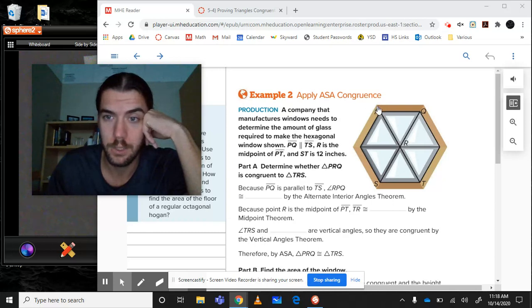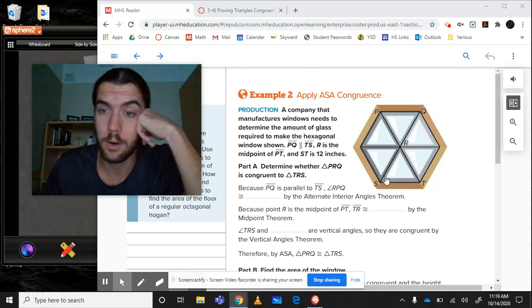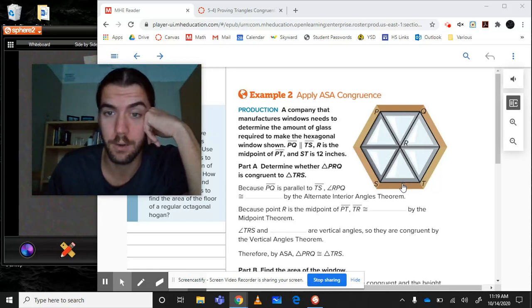PQ and TS are parallel. That's what these two side-by-side lines mean. They're just saying that these lines are parallel. If they were to continue out forever, they would never cross. R is the midpoint of PT, and ST is 12 inches. So ST is 12 inches. R is the midpoint of PT, and PQ, ST are parallel lines.